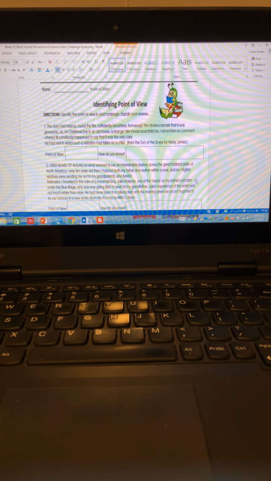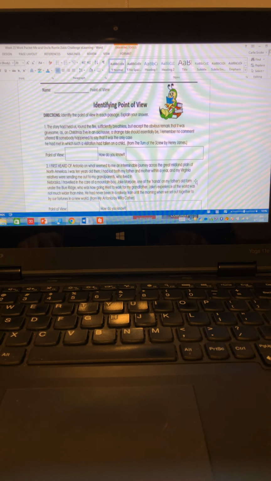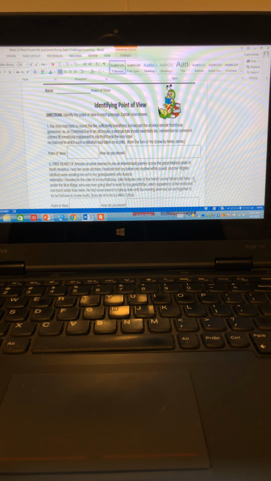So I want you to look at the key words. The chart that we just filled in, use that chart to help you decide, is this going to be first person or third person point of view? And then you need to tell me what clue words did you find from that reading. Please press pause at this time so you can focus on your work. When you're ready, please press play.